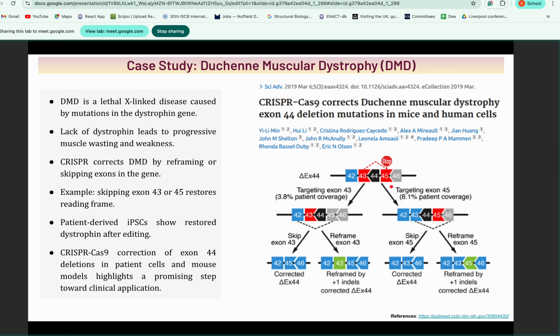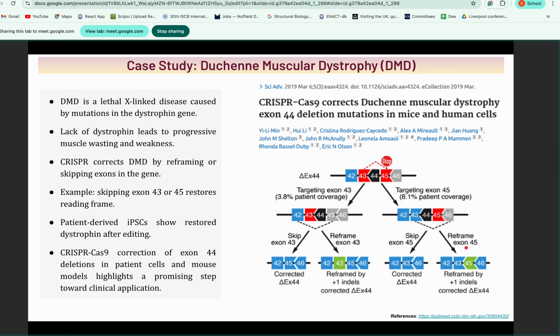So there are two ways. Either I can target my exon 43 or I can target my exon 45. If I can target both of these exons, then in both these cases, we can correct the deletions, or we can correct the frame which has changed. So these are two different ways. We can reframe exon 43, or we can skip exon 43, or we can skip exon 45, or we can reframe exon 45.